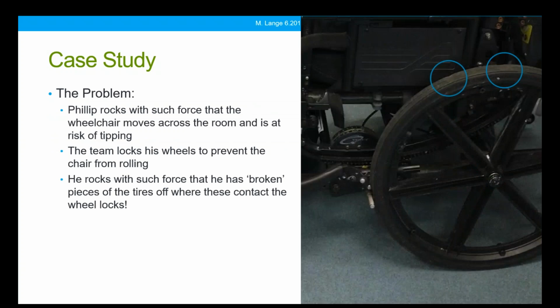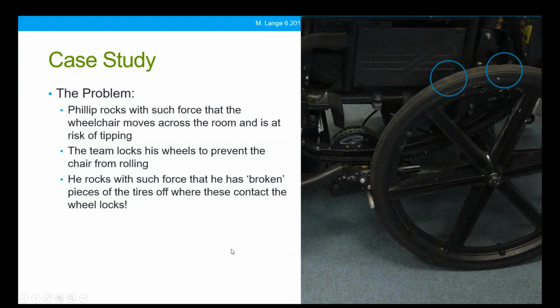Phillip rocks. He rocks with such force that the wheelchair tends to move across the room and is at risk of tipping. The team locks his wheels because they're trying to prevent the chair from rolling across the room. But he rocks with so much force, it's a little hard to see in this picture, that his entire wheel is covered with these bite marks. He's broken off pieces of the tire where it contacts the wheel lock because that's how much force he's using.